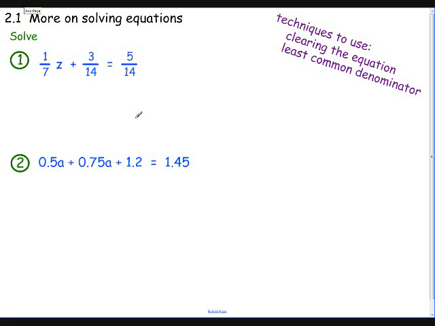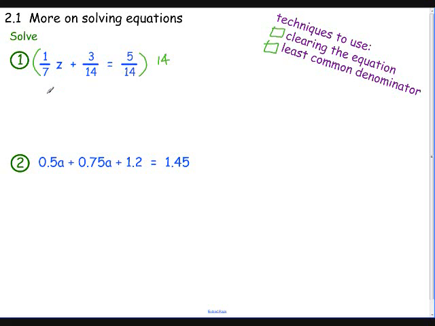All right, these techniques, this is what we're going to practice. We're going to practice clearing the equation and finding the least common denominator. That's going to help us in clearing the equation. Here we've got fractions. We don't want to work with fractions. We're going to clear it. So what are we going to multiply by? The least common denominator, which is 14. When I multiply this by 14, what am I going to have?